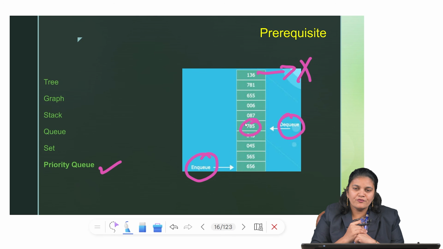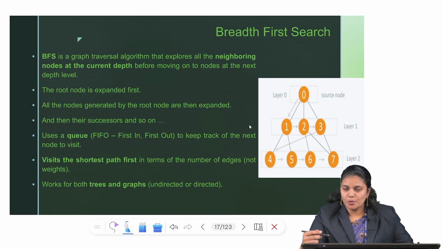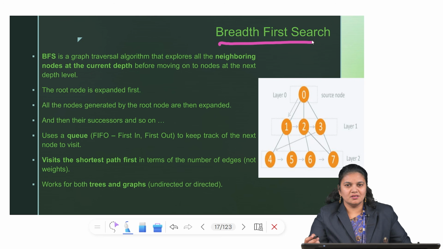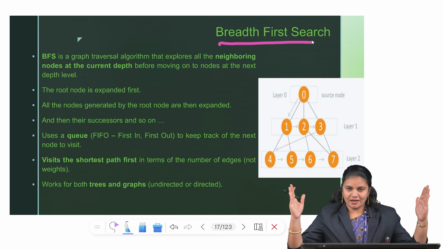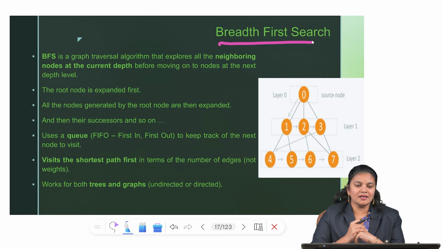So it will be easier for us to access the data which applies some priorities. So these are various prerequisites. Let us move to the first uninformed search technique, breadth first search. Already I mentioned we are going to deal with breadth first search and depth first search. Breadth in the sense it goes in this direction. Depth, it goes in this direction. So the same we are going to apply in our algorithm.